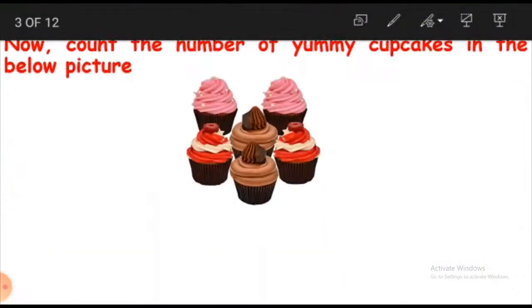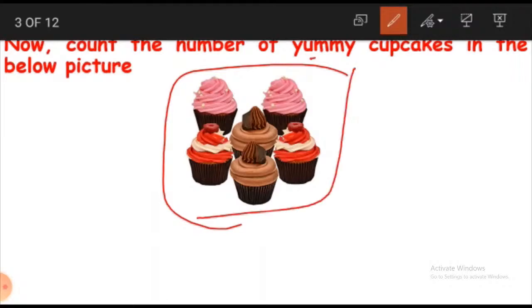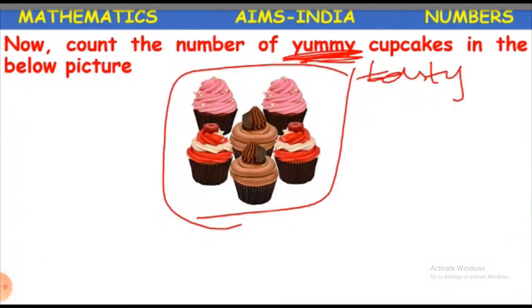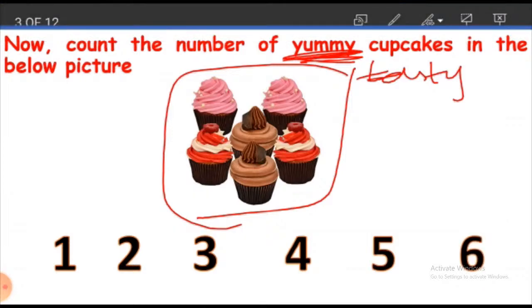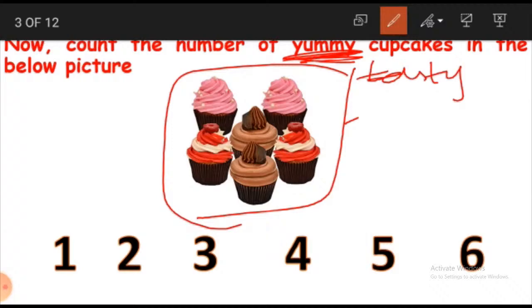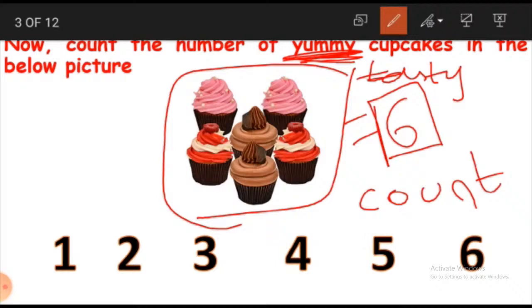Now in this example, let us count together the number of these yummy cupcakes. What does yummy mean? Yummy means tasty, which are very delicious. Okay, let us count the number of cupcakes. 1, 2, 3, 4, 5 and 6. How many cupcakes are there in this picture? 6 cupcakes. Hope you have understood how to count the number of things. What do numbers help us? Numbers help us in counting the number of things.